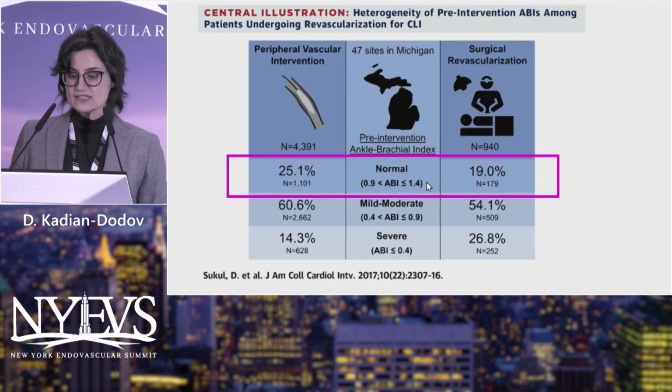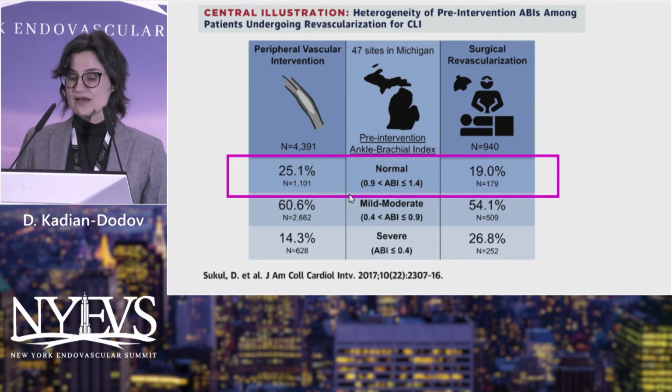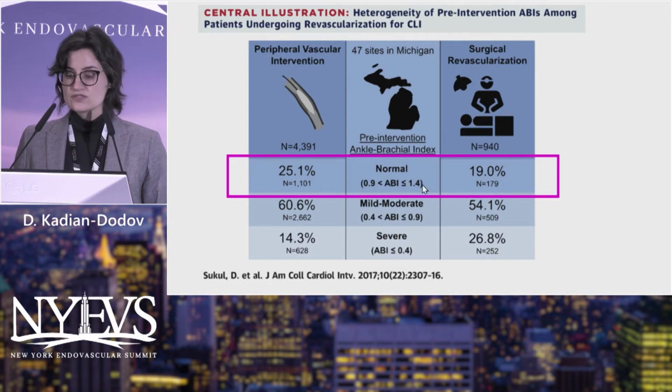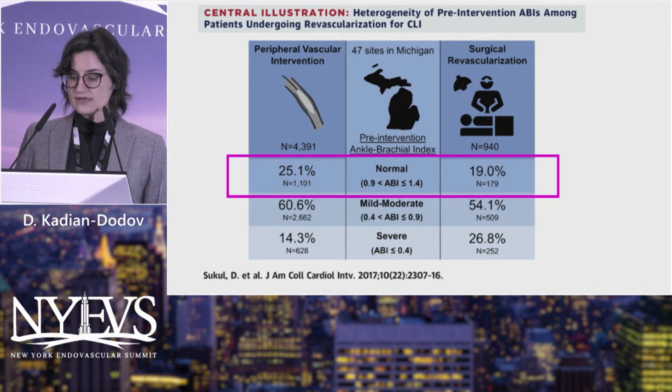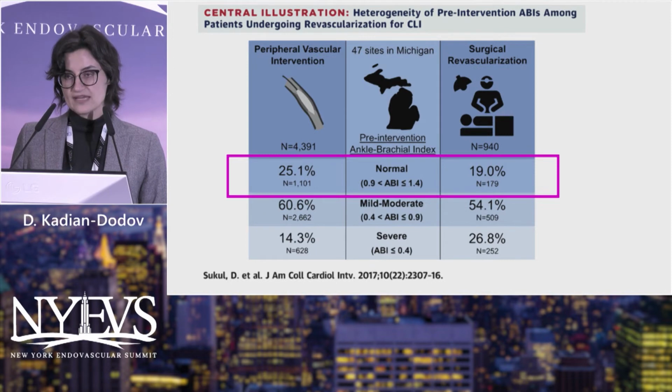Now, this is some data showing that the ABI is a difficult measure in patients with CLI. So for patients with CLI out of 47 sites in Michigan, the ABI was normal in about 20 to 25% of patients. So you need to have a high index of suspicion. You need to think about using the TBI to further evaluate for the presence of critical limb ischemia if the ABI is normal.